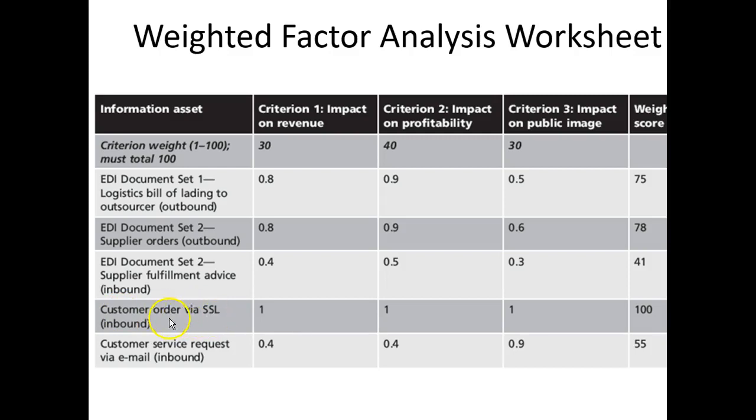So here, we can see customer order via SSL inbound is the most important asset on this worksheet because the weighted score is the highest, which is 100. And the other one, EDI document set 2, which has a score of 41, is the least critical asset.